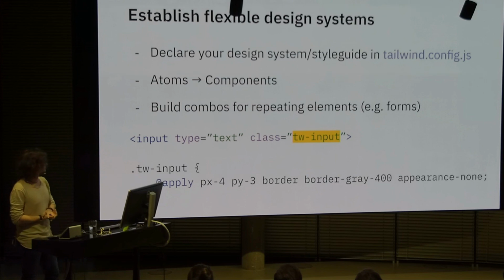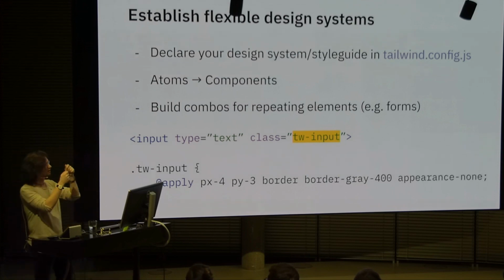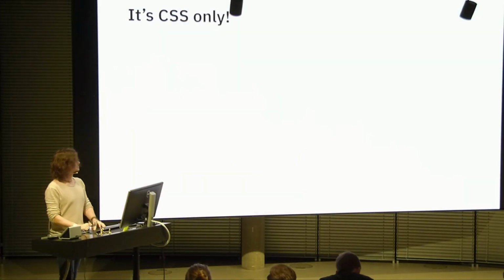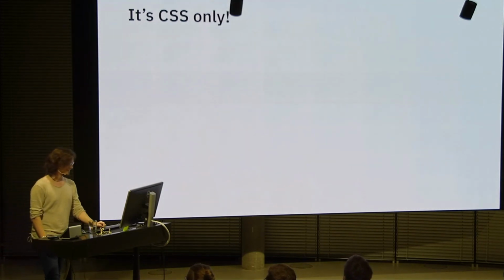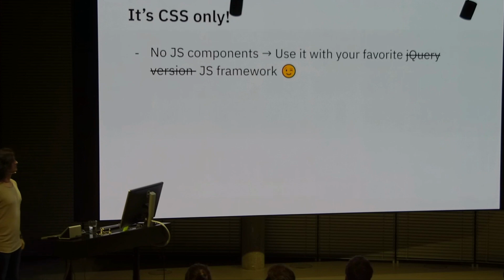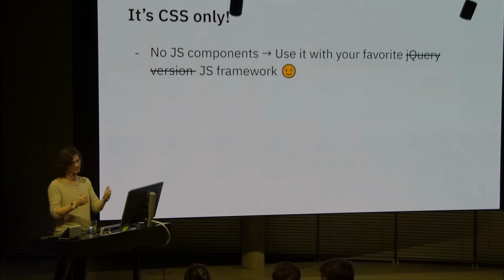This is especially useful for forms because they repeat all the time, and you don't want people to look up, how should I style this form? What does this do, and what possibilities do I have? So you can build combos from all the classes. And since we're at JavaScript today, it's CSS only. So you can use it. There's no JavaScript in Tailwind, like with Bootstrap or anything. You can use it with your favorite JavaScript framework, so it's possible to use it with Angular, with Vue, with React, everything you want.